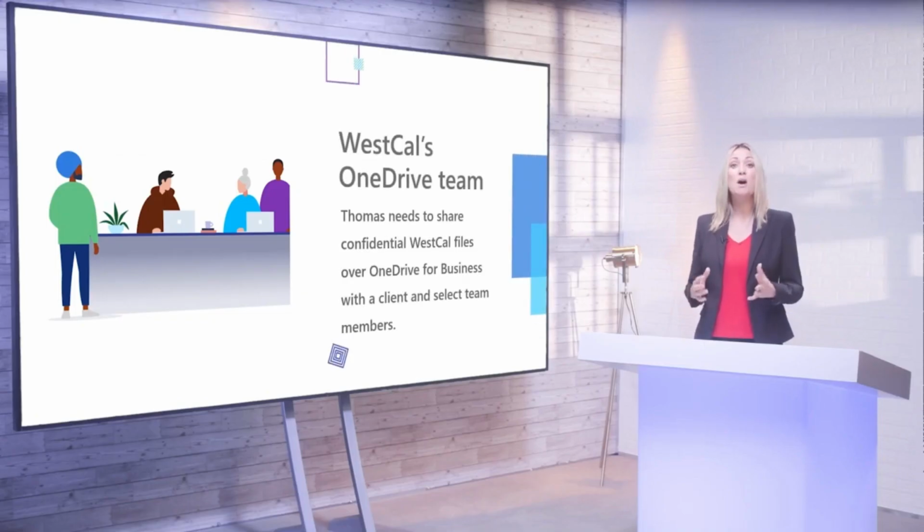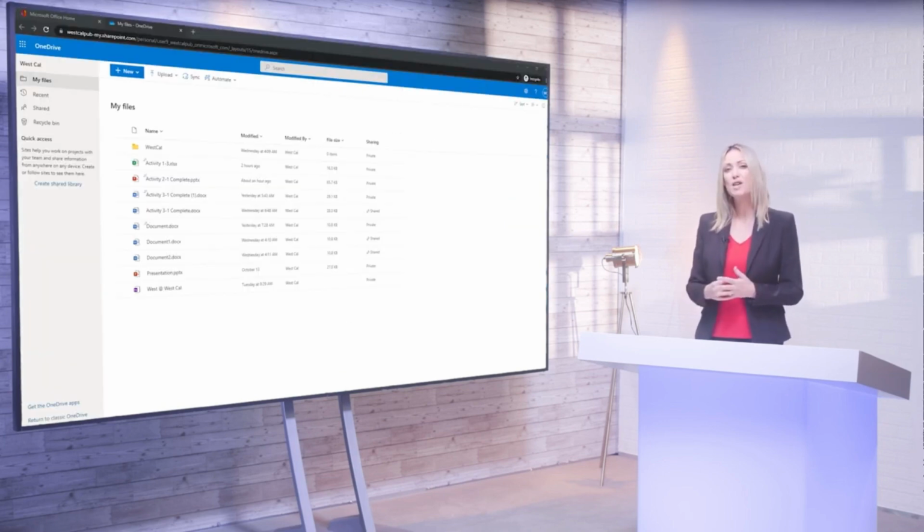Thomas is working with some confidential Westcal files on their OneDrive for Business account. He needs to share these files with select members of his team and their new client. But he must make sure that the files can only be viewed or edited by the select team members he's provided access permissions for. Fortunately for Thomas, OneDrive for Business offers several tools that he can use to perform these actions. So what are these tools and what actions can you perform with them?